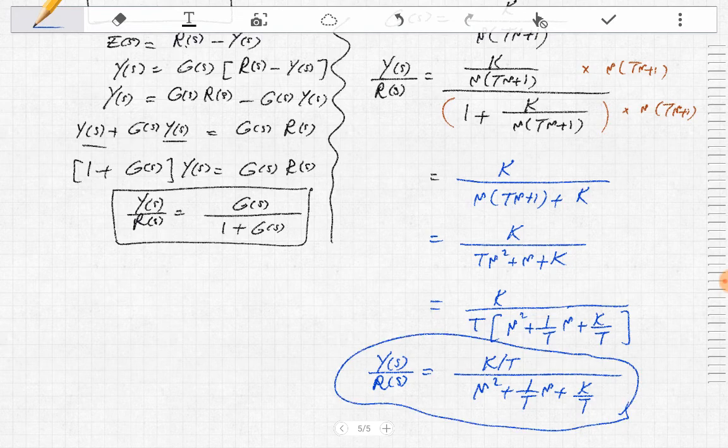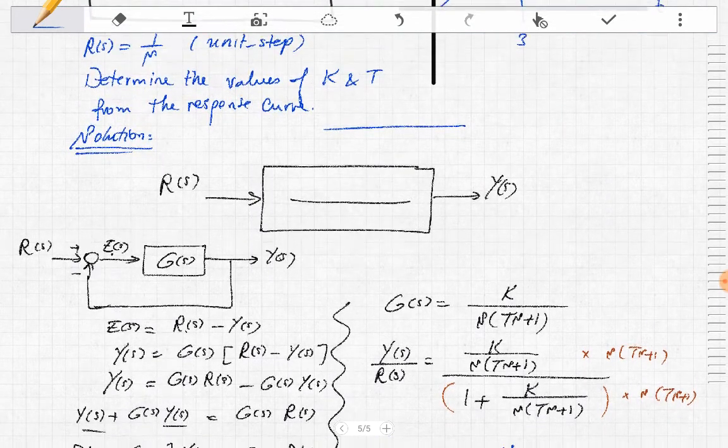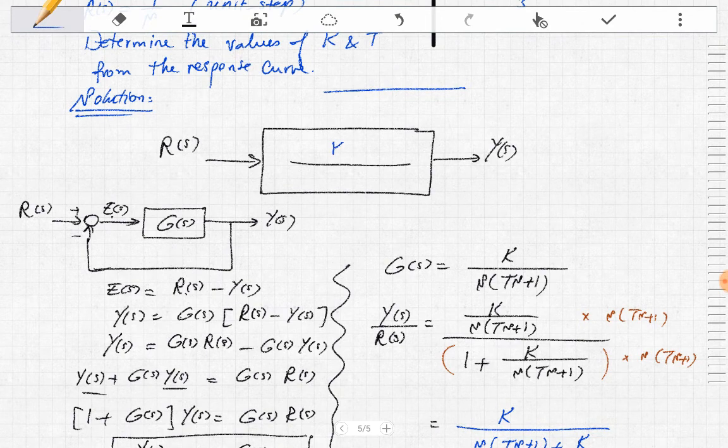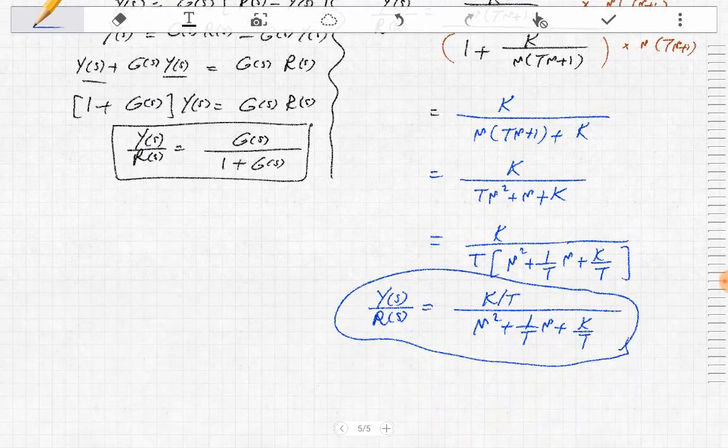I didn't start the problem, I'm just simplifying. Even if you wish, you can call K over T a, for example. But it's okay, you can leave it like that: K over T over s squared plus 1 over T s plus K over T. So you got the transfer function. Well, if I ask you here, what is omega n squared? Can you get it? Yes. Right. What's omega n squared?